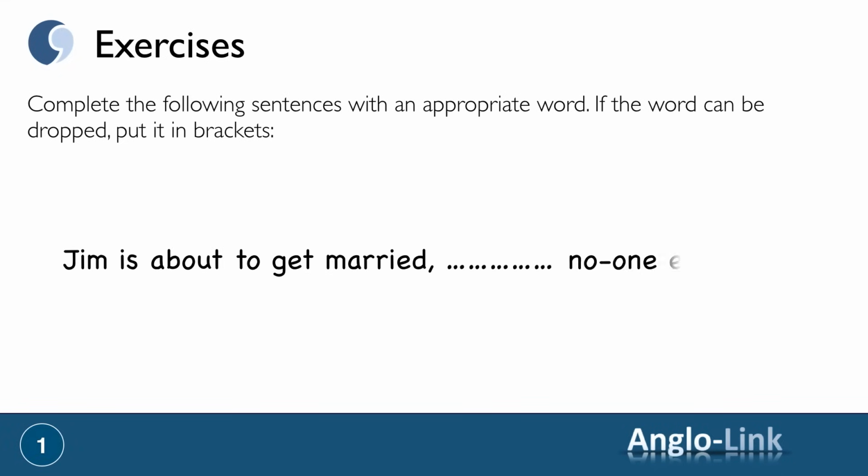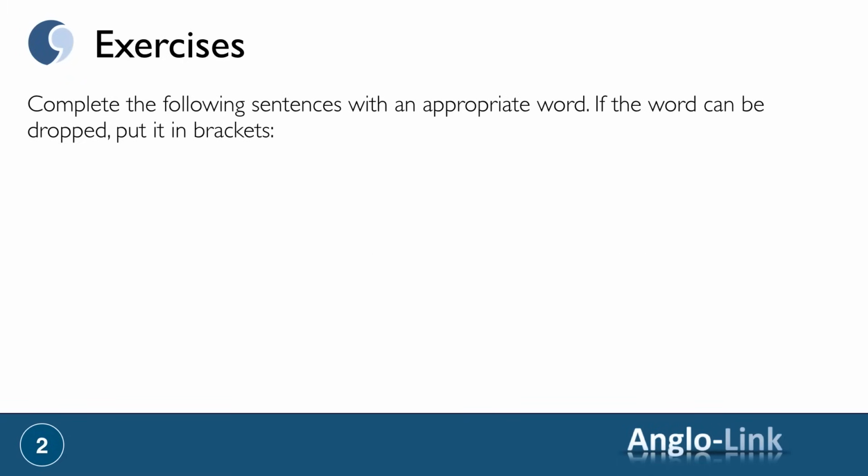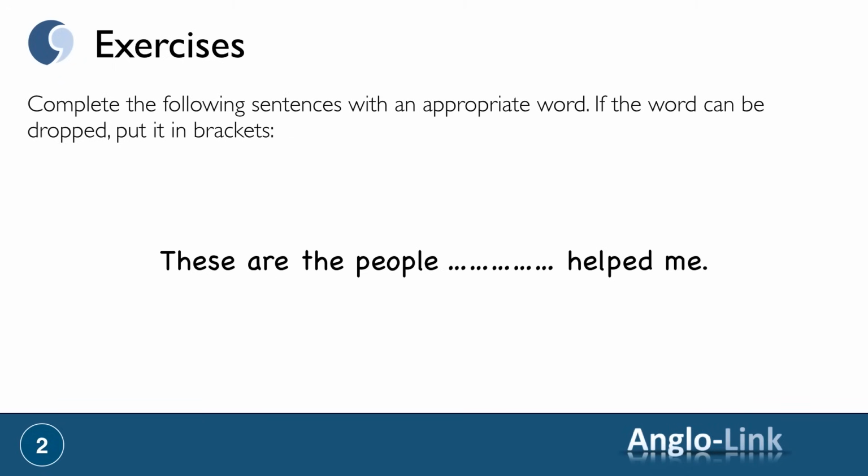Jim is about to get married. No one expected. Jim is about to get married, which no one expected. You cannot drop the relative pronoun. Number 2. These are the people helped me. These are the people who or that helped me. You cannot drop the pronoun.